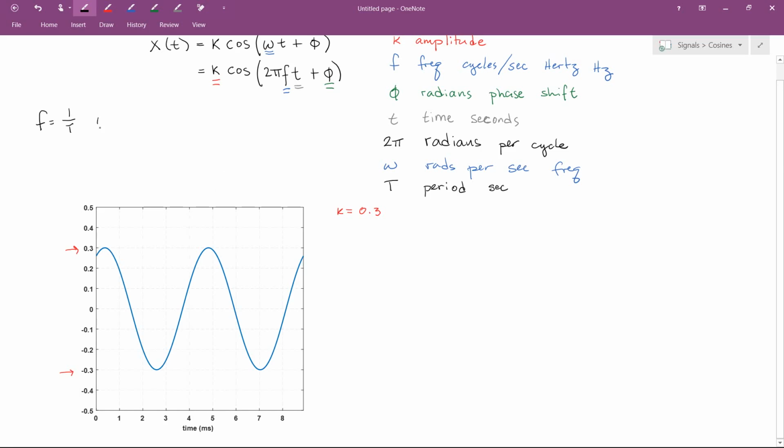And then we also know that omega equals 2 pi f. I'll just put all that together in one place for completeness, which is 2 pi over T. Okay, those are all equivalent. Good. So let's go ahead and start by measuring the period.